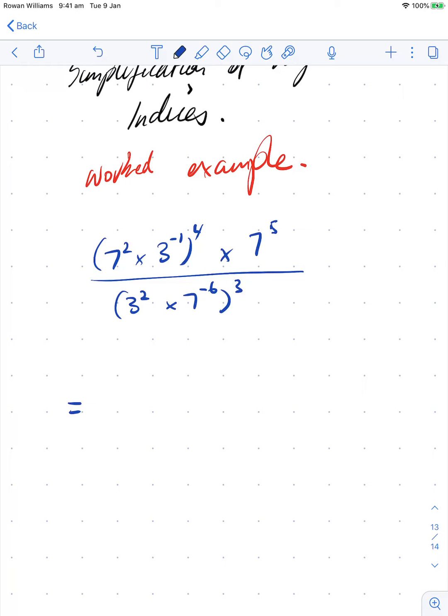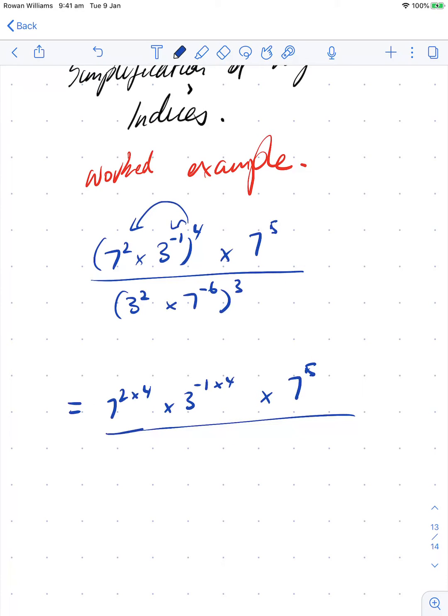So the first thing I do is I'm going to times into these brackets. Our rule here is that I can join these indices up, the 2 and the 4 and the minus 1 and the 4, because if it's raised to a power, then it's the same as multiplying. So it's going to become 7 to the 2 times 4 times 3 to the minus 1 times 4. This last part I'm not going to change, I'll leave that there.